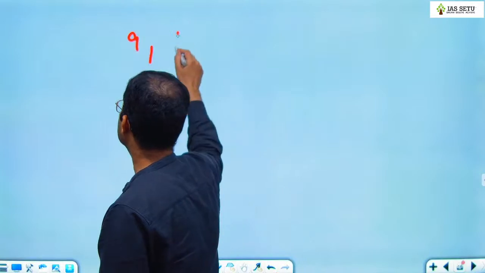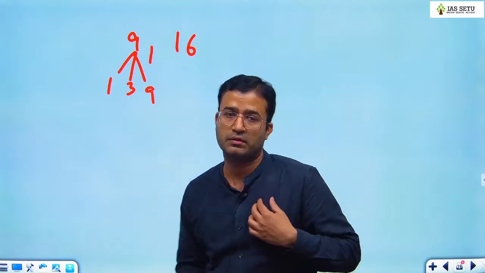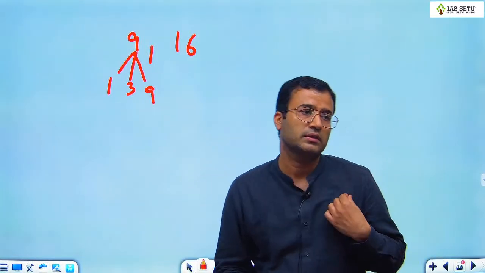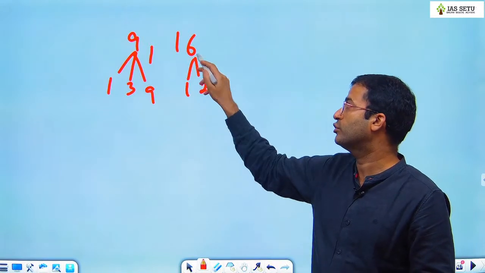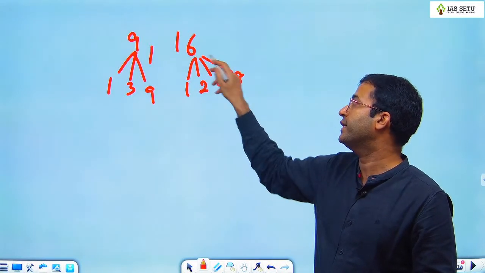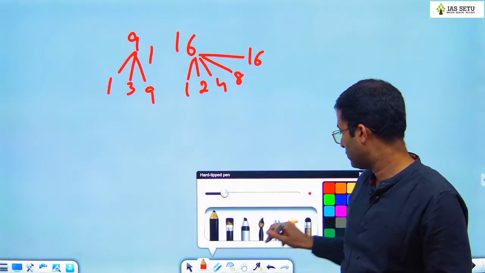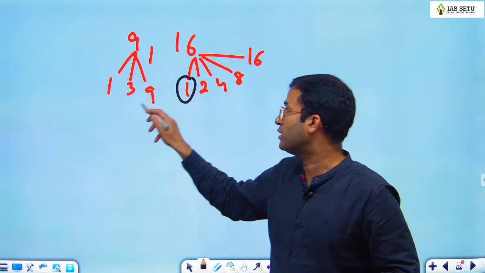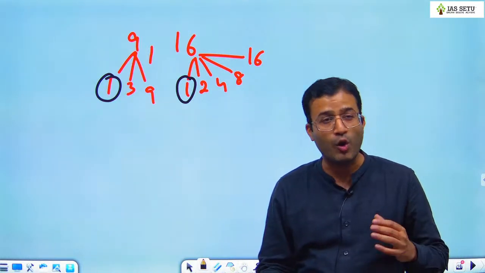9 and 16. 9 is a composite, 16 also composite. What are the factors of 9 we have? 1, 3, 9. 6 कौन बोला? What are the factors of 16 we have? 1, 2, 4, 8, 16. Tell me the common factor. Only 1. 1 मत बोलो, only 1.